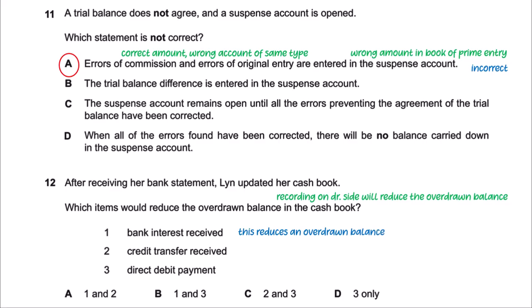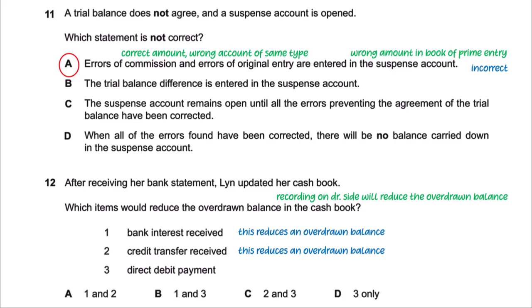Okay. Then in number 2, it is written credit transfer received. This means a receipt directly into the bank from a customer or from a third party, and because of this, the bank account will increase. Therefore, we will enter this on the debit side of the cash book, which will reduce the overdrawn balance.